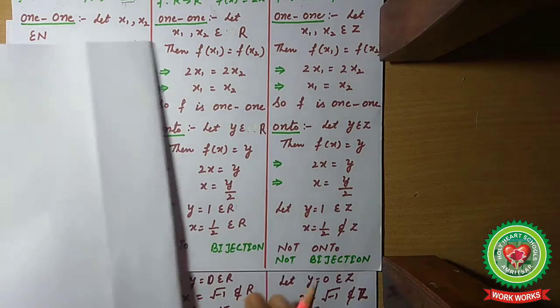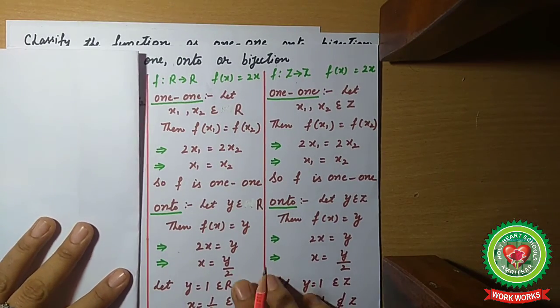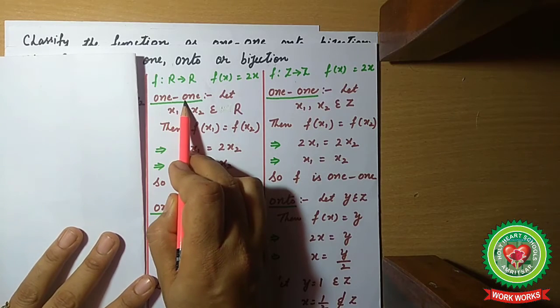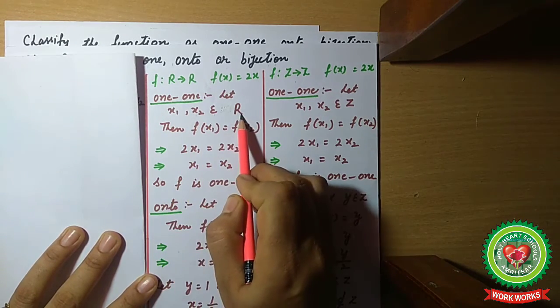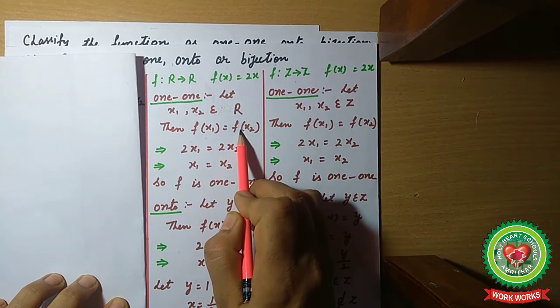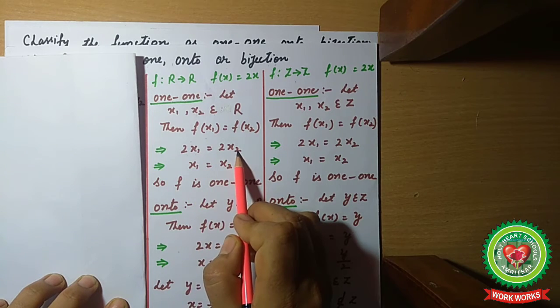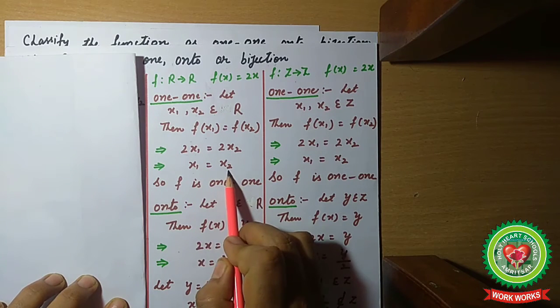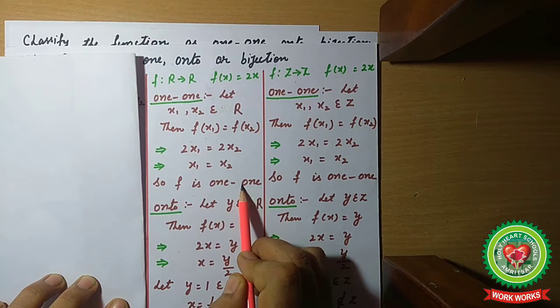Now for the other case, when the function is defined on the real numbers. One-one function: again let x1 and x2 belong to the real numbers. Then f(x1) is equal to f(x2), so 2x1 is equal to 2x2. Then x1 is also equal to x2. So f is a one-one function here.